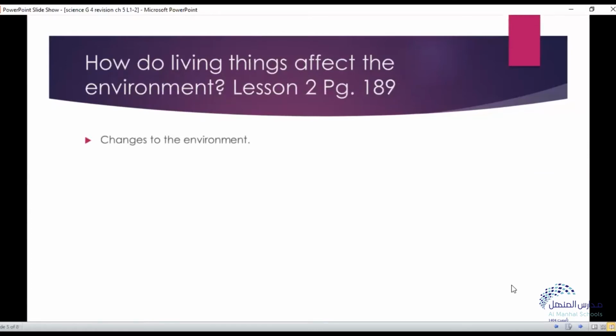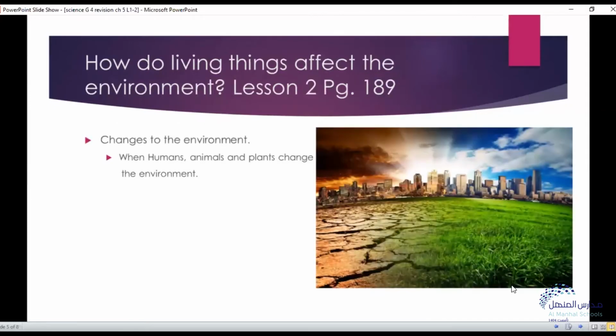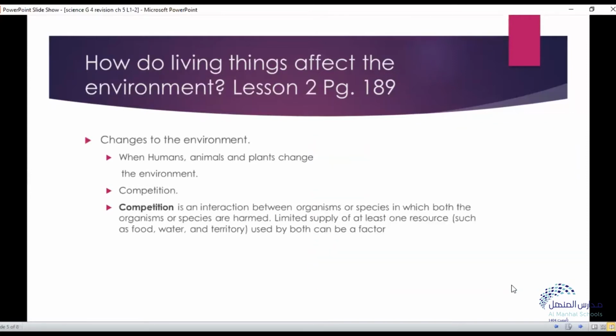Changes to the environment. Lesson number 2. When humans, animals, and plants change their environment, it is called changes to the environment. Then you get competition. Now, competition is an interaction between organisms or species in which both the organisms or species are harmed. Limited supplies of at least one resource, such as food, water, or territory, used by both can be a factor.